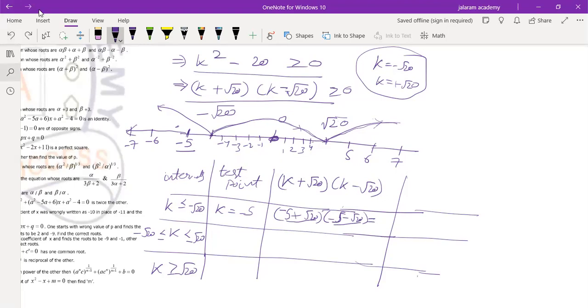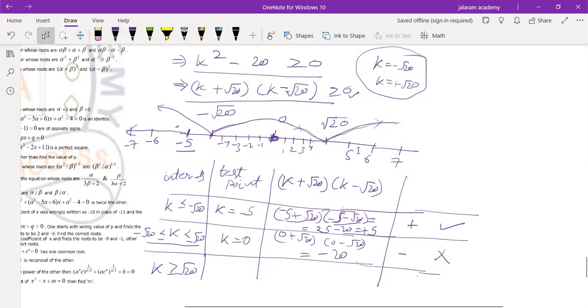Or you can use a plus b into a minus b. Still it is 25 minus 5 whole square minus 20, so 5, which is positive. And we have to get a positive number this time, so yes, this is the value. Now again, when k lies between minus root 20 to plus root 20, the best number is 0 between them. So take 0 plus root 20 into 0 minus root 20. It is giving minus 20. Negative is not taken.